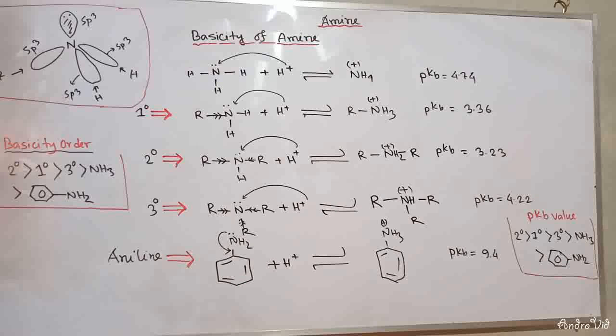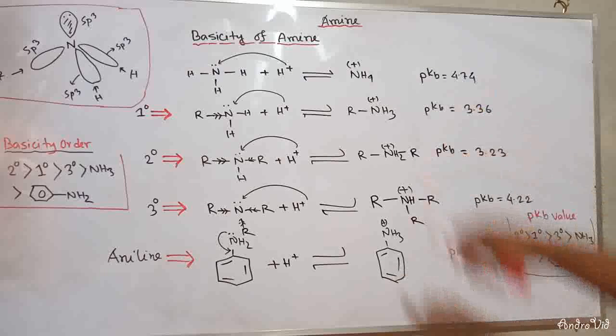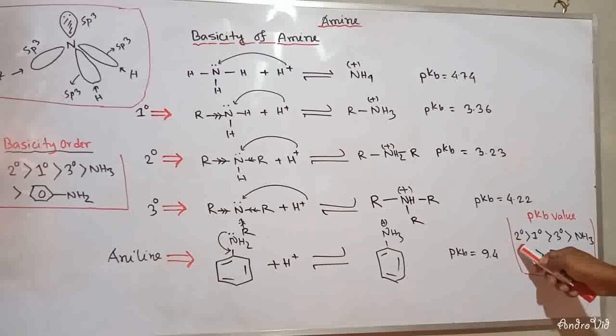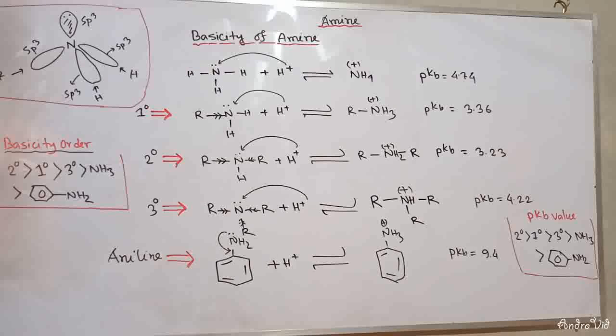So from this concept we can now understand the pKb values. The greater the pKb value, the lower the basicity of the compound. The pKb order is clear to us: the lowest pKb value is for the 2 degree amine, then 1 degree, then 3 degree, then ammonia, and then aniline. The lower the pKb value, the higher the basic character.